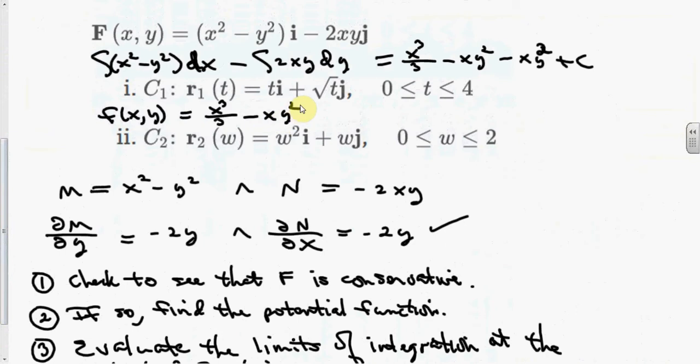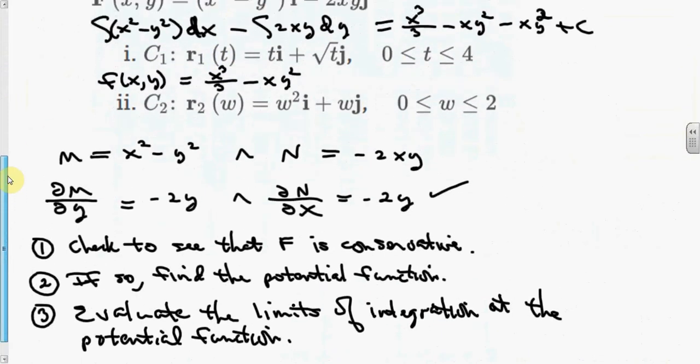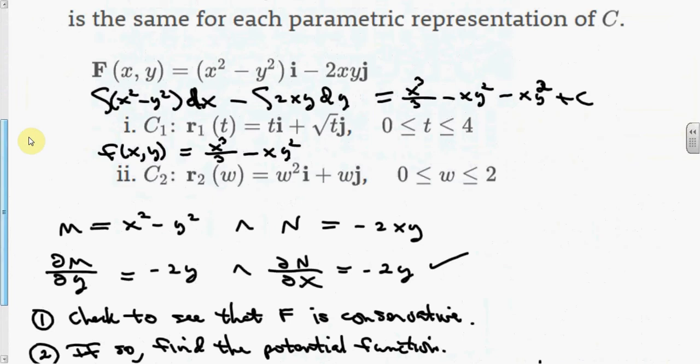So I'm just going to evaluate the line integral at this potential function using the limits of integration. Now notice that the potential function is in terms of x and y, but the paths are in terms of t. Right. So no problem for part 1. Let's see if I can rewrite it.